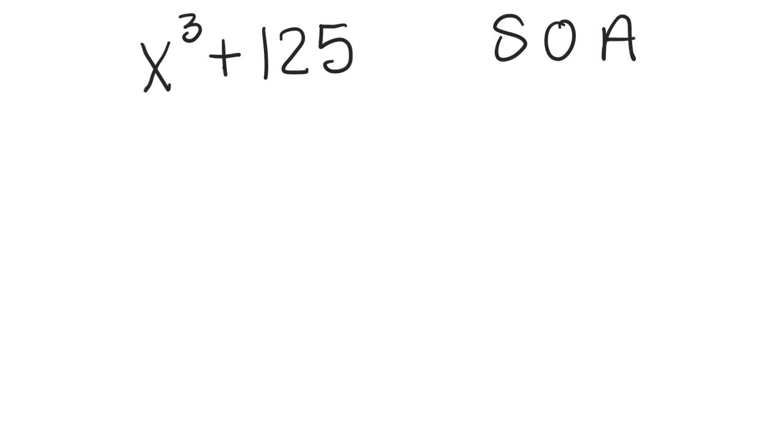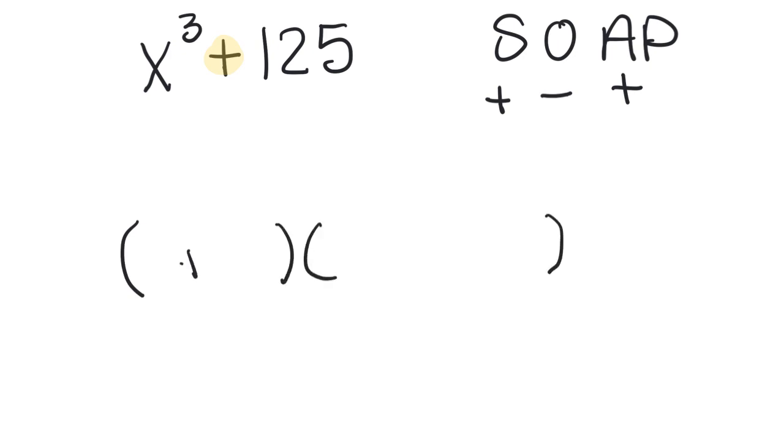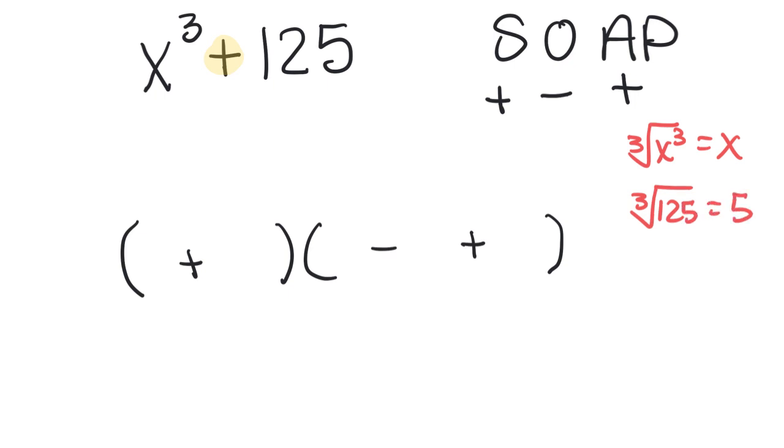Okay, well, I can figure out my signs. Same as a plus is a plus. Opposite is a minus, and then we have always plus. Creature of habit, I like setting them up. Plus, minus, plus. Cube root of x cubed is just x. Cube root of 125 is 5. Okay. We cube rooted both. We got x and 5.